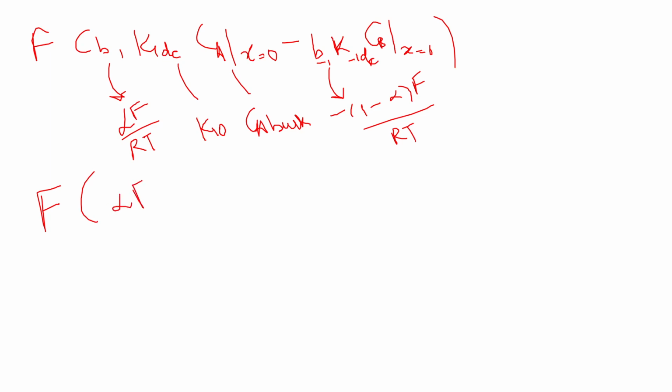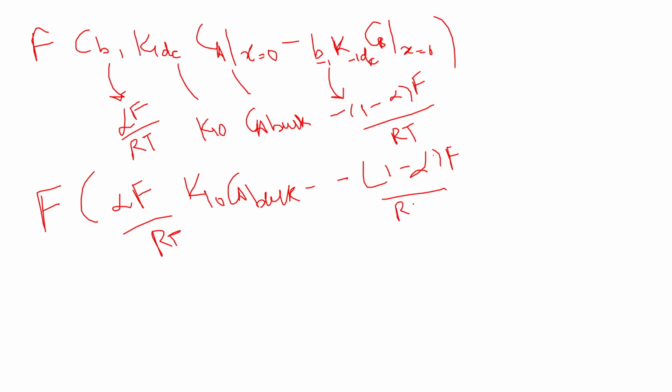Alpha F by RT, k1 naught CA bulk, minus 1 minus alpha F by RT, k minus 1 naught CB bulk.